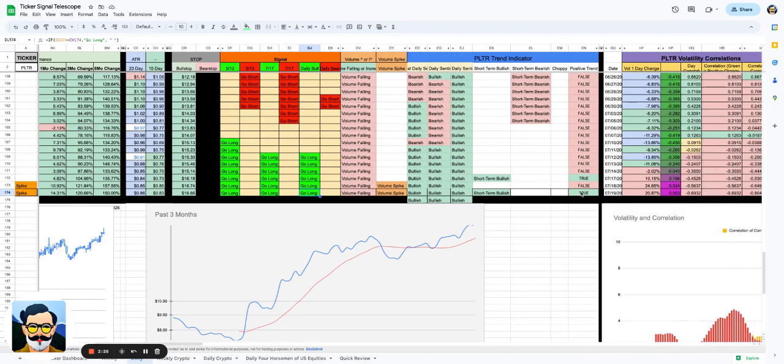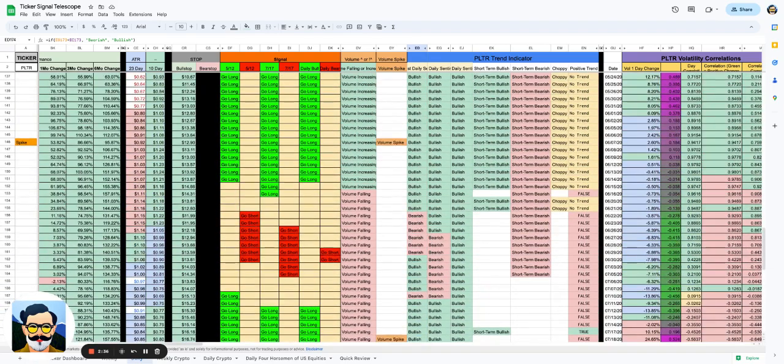And even when we're looking at the overall trend indicator here, we can see in the short term, intermediate term, and longer term, we do have all bullish. And it's fascinating because it's short term bullish too, which means that the shorter term is more bullish than the longer term. Love to see it.